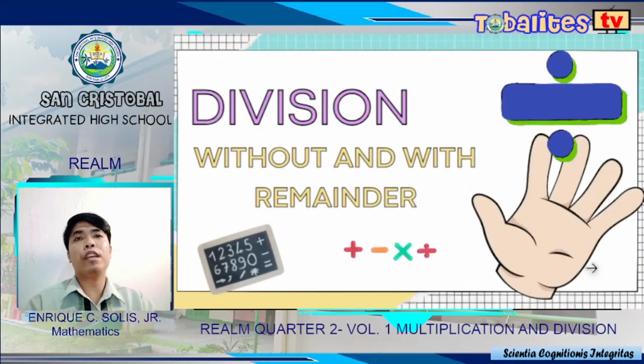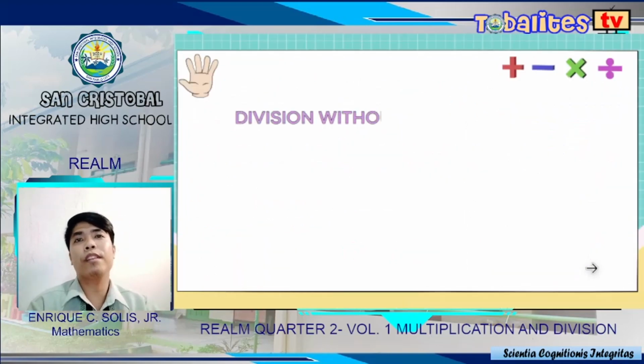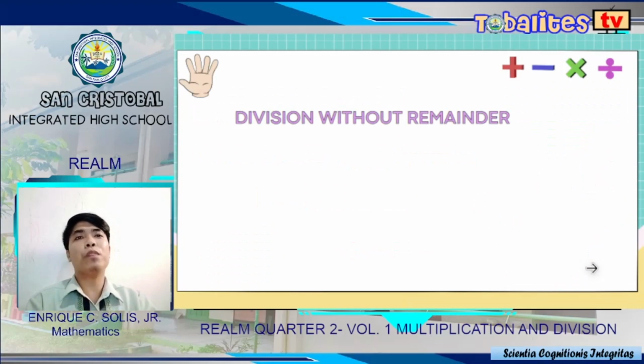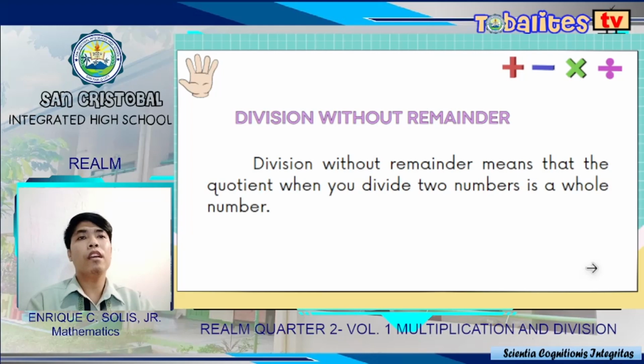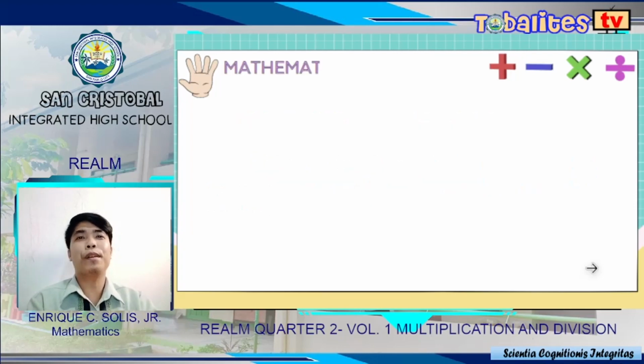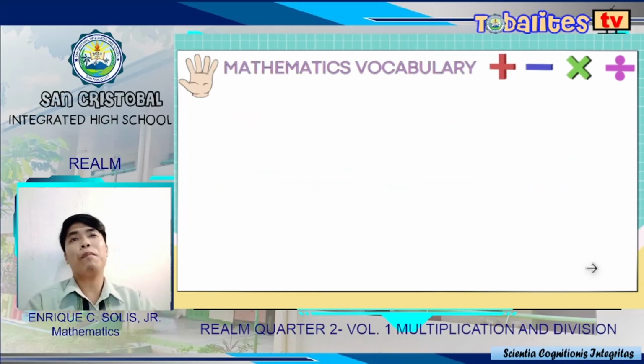Now let's proceed with division without and with remainder. Before we proceed, let us have division without remainder. When we say division without remainder, it means that the quotient when you divide two numbers is a whole number. So, before we proceed with the example, let us have first the mathematics vocabulary.